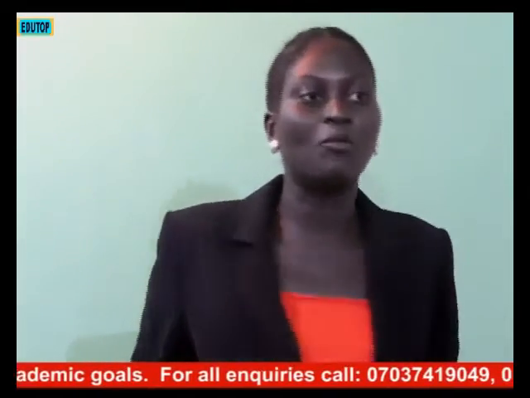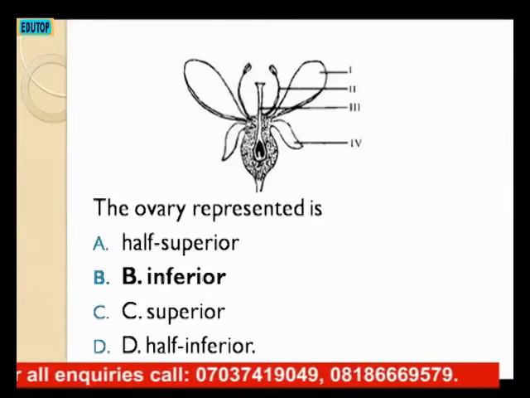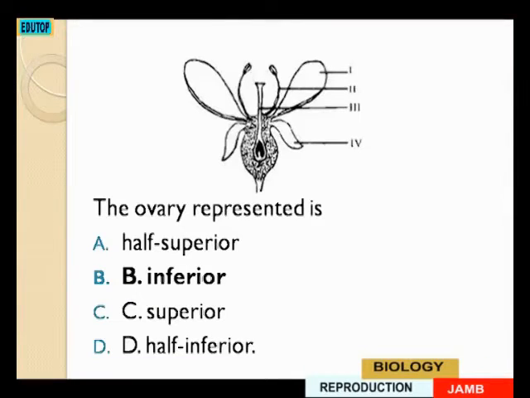Now looking at this, you see that the ovary goes down. The ovary is the part that you have like a tube down. The part that is very dark, that's where the ovary is below the anther, the sepals, the petals, the corolla. So we say this ovary is inferior, option B.